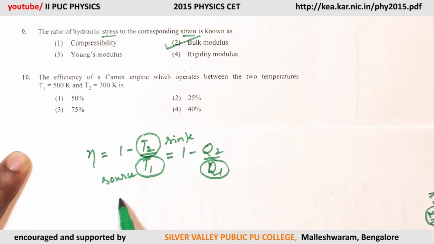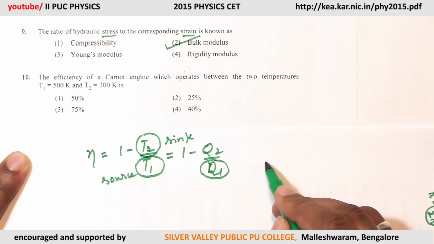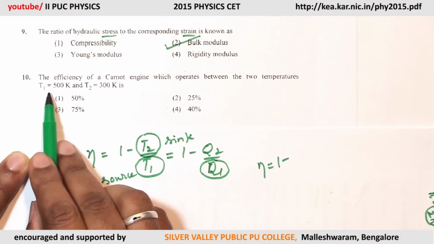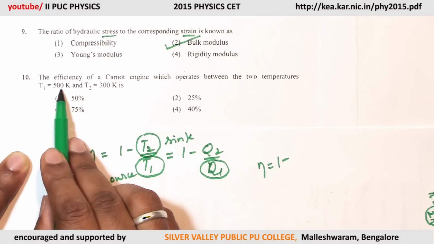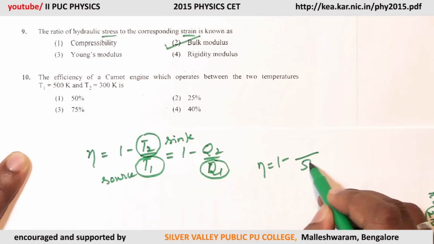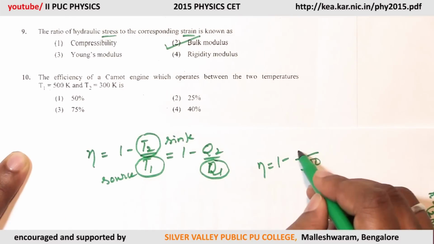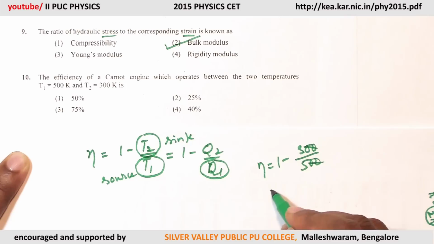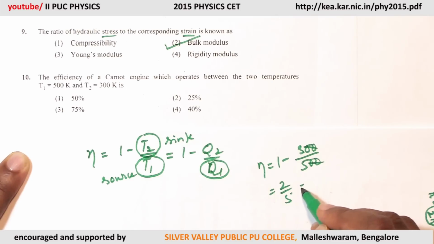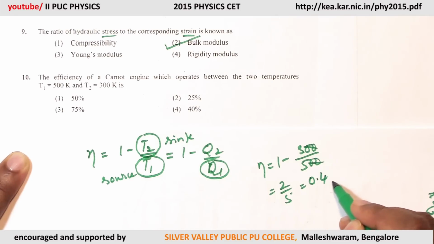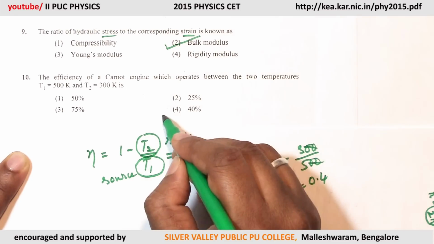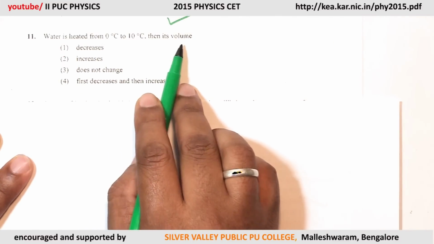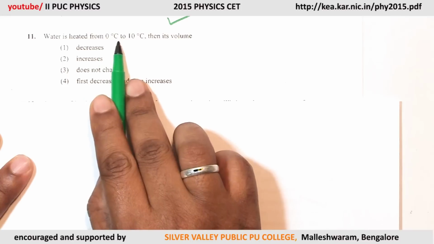So efficiency equal to 1 minus T2 by T1. Temperature of source 500, temperature of sink 300. 1 minus 3 by 5 is 2 by 5, which is equal to 0.4. 0.4 is 40%.